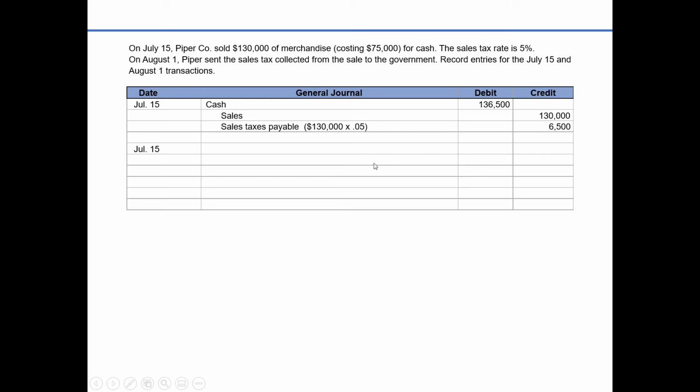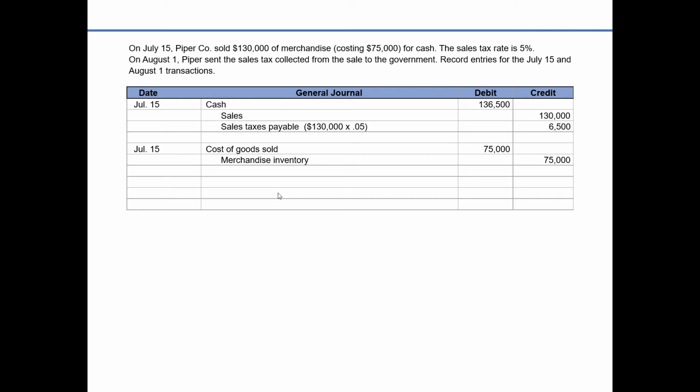Now, we also need to make that second journal entry because Piper uses a perpetual inventory system. That entry is completely unaffected by the sales tax. We're going to debit cost of goods sold, an expense account, for the cost of the product to Piper Company of $75,000. We're also going to credit the asset account merchandise inventory. We increase assets with debits, decrease them with credits. So we're going to decrease merchandise inventory for $75,000 because it no longer has this merchandise inventory. So we've taken care of our entries on July 15th.